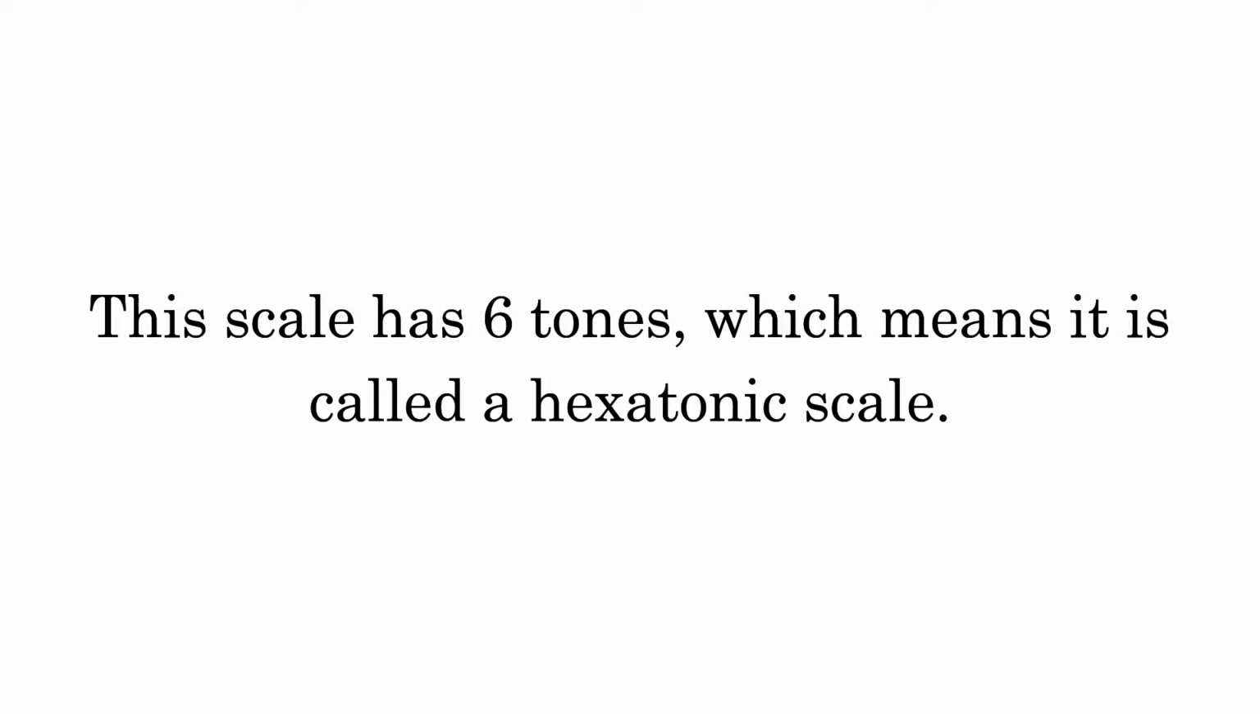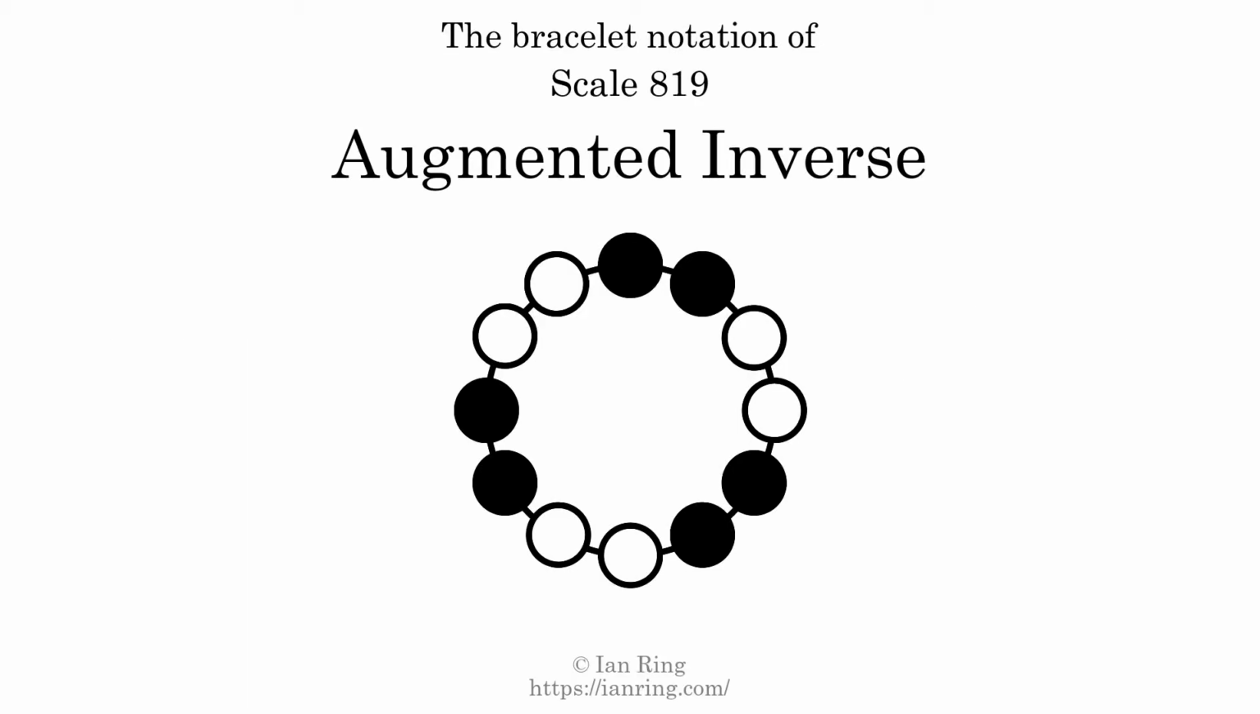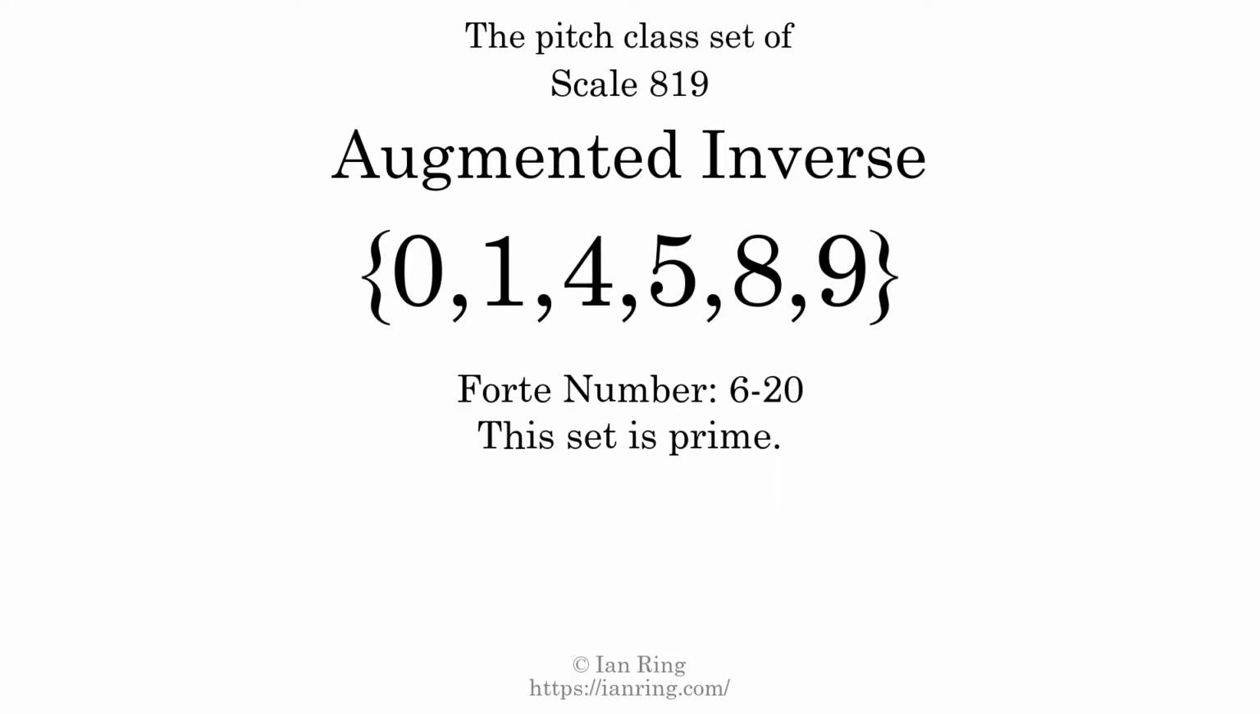This scale has 6 tones, which means it is called a hexatonic scale. This is a bracelet notation diagram of scale 819. The shaded circles represent tones that appear in the scale, and they are read clockwise, starting at the top. The pitch class set for this scale is 0, 1, 4, 5, 8, 9. The fault class is 620.